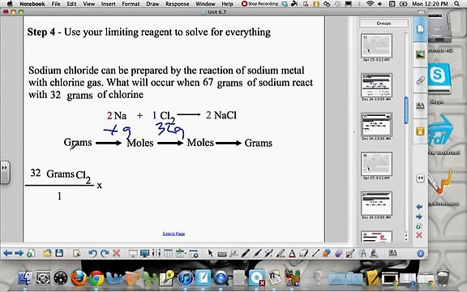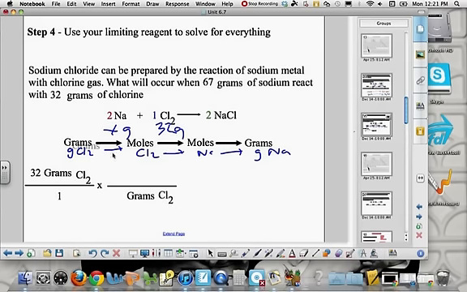What I'm starting out with is my grams of chlorine, changing it to moles of chlorine, changing that to my moles of sodium, and then coming out with my grams of sodium. Take a look at how to do this. I've got my 32 grams of chlorine over 1 to start. Let's multiply by our conversion factor. Let's put grams of chlorine down on the bottom because I want to cancel that out. I'm going to moles of chlorine. So I'm taking grams of chlorine to moles of chlorine.